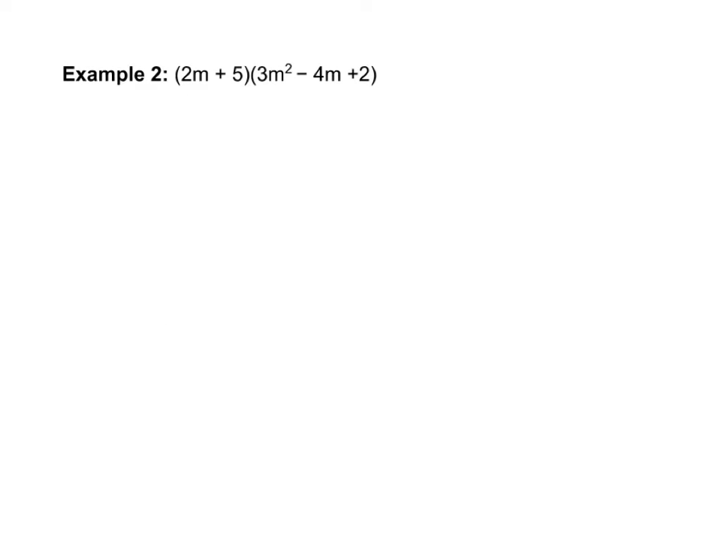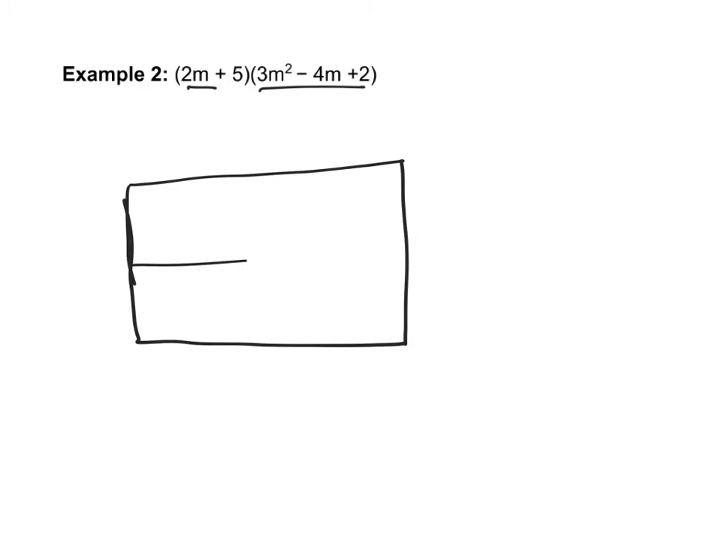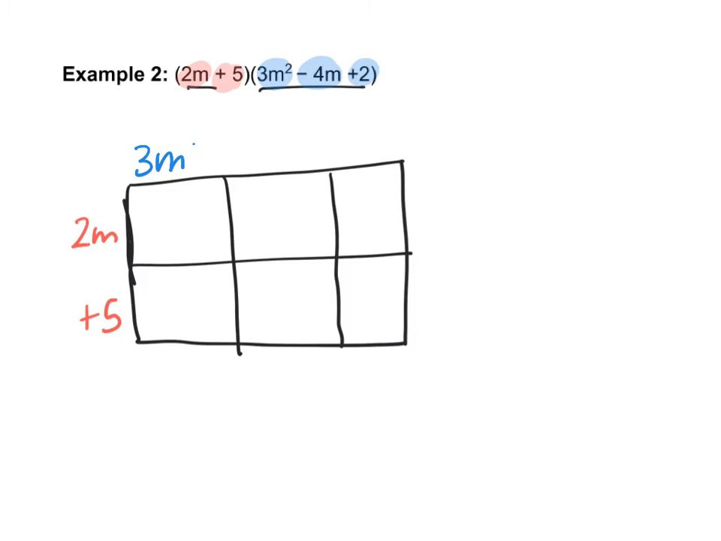All right, for my second one, notice we have 2 parts and 3 parts. So I'm going to need a 2 by 3 box. Again, yours is just probably much more beautiful than mine. We're going to take the first two parts of my first equation, so we have 2m and then plus 5. And then for my second half, we have 3m squared, negative 4m, and plus 2. So we have 3m squared minus 4m plus 2.